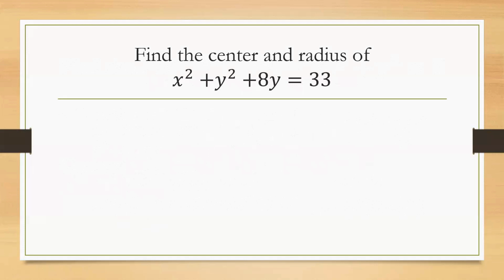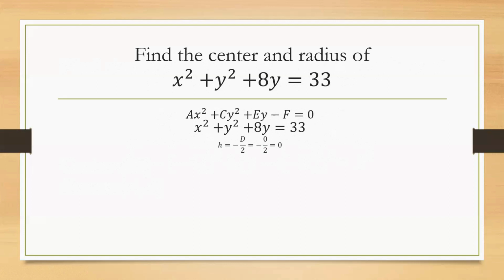Next, x squared plus y squared plus 8y equals 33. So we notice that it's not in the standard form, rather it is in the general form. So that means we can use the formulas given earlier, which is first to find the h.